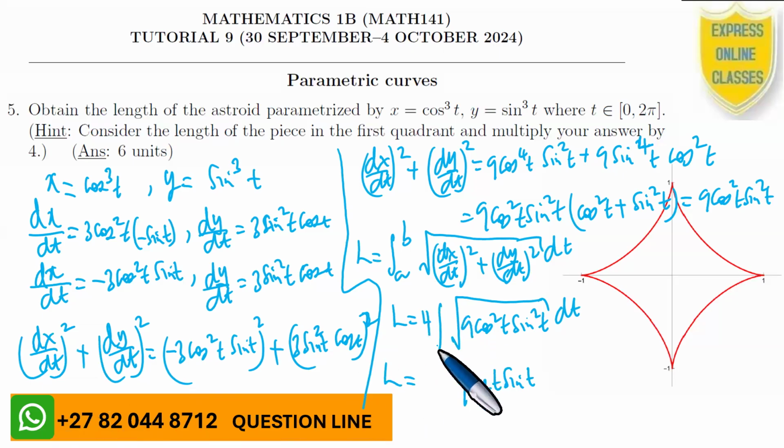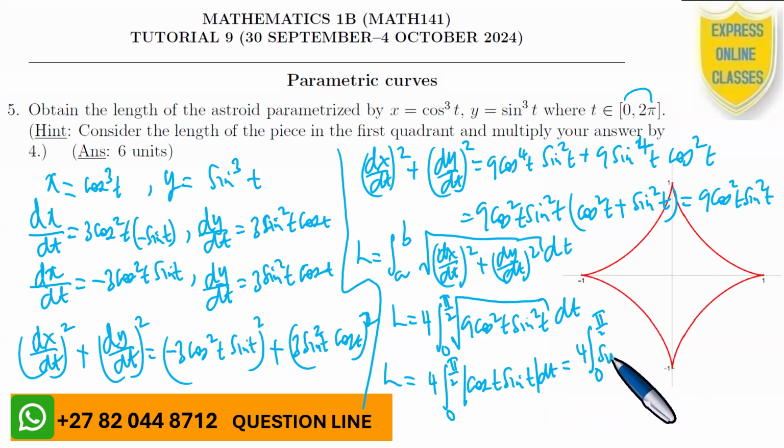Multiply by 4 and do the integral from 0 to pi over 2. Then multiply by 4, since 0 to pi over 2 is a quarter of the interval from 0 to 2 pi. So we are doing the integral from 0 to pi over 2 radians dt, and it is therefore the integral of the modulus of cosine t sine t. Both functions are positive, giving us sine t cosine t dt.